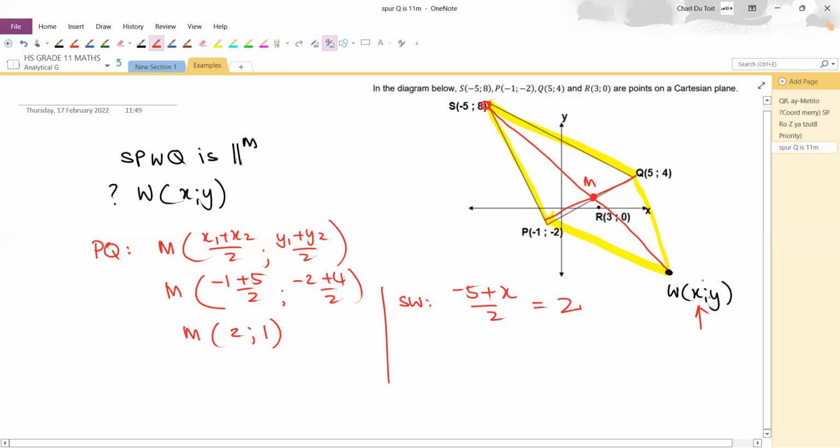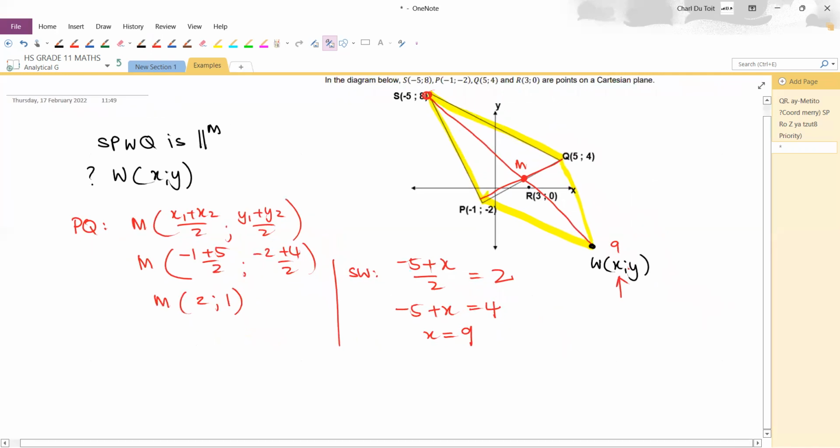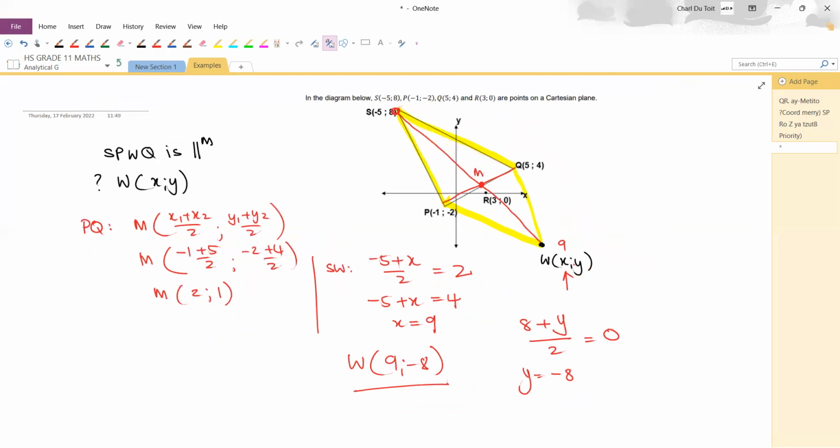So -5 plus x over 2 equals 2, so -5 plus x is 4, and then x is 9. And then for the y value, we do exactly the same. The one y was 8, plus the other y we don't have. If we divide that by 2, we get the y value in the middle, which is 1. And then I get y as -6. So the coordinates of W are 9 and -6. That's your algebraic way. That's the safest way to do it. Quickly make a note of that.